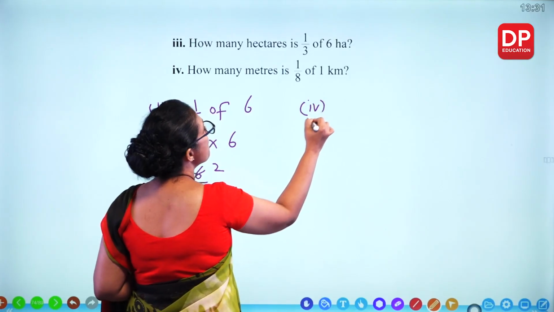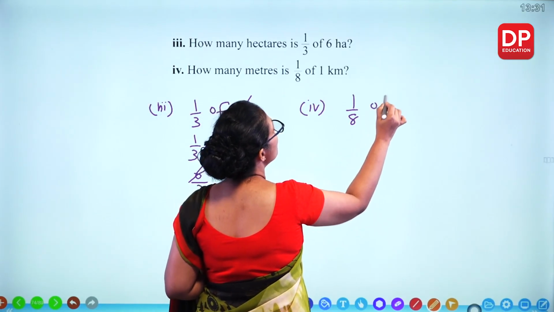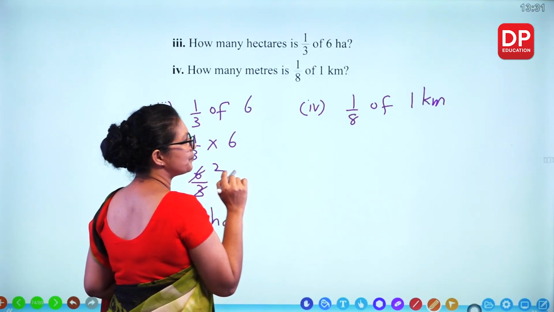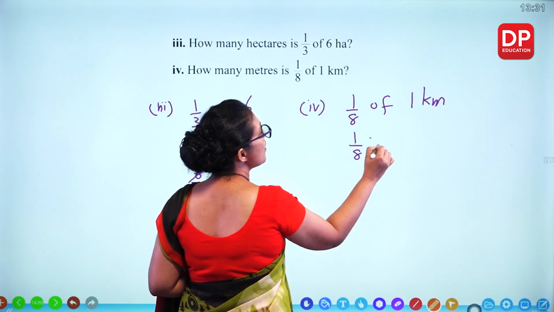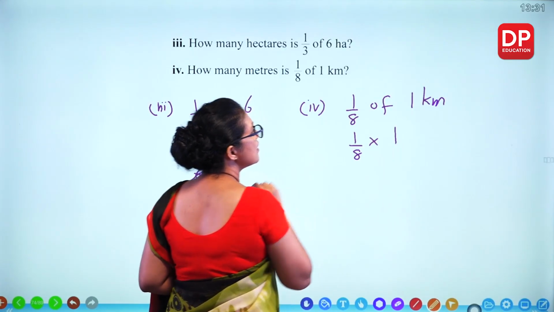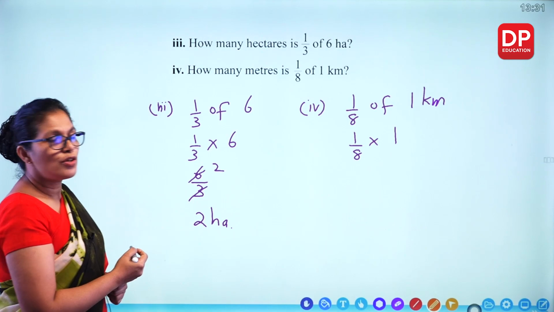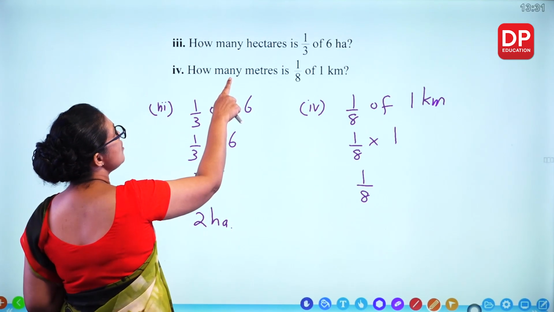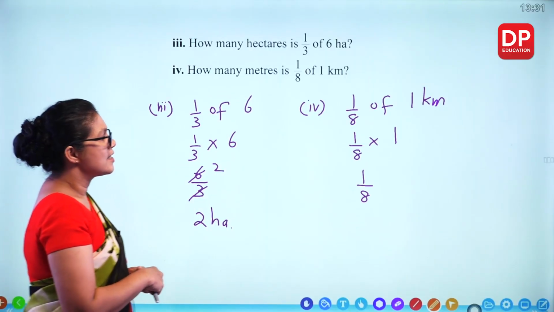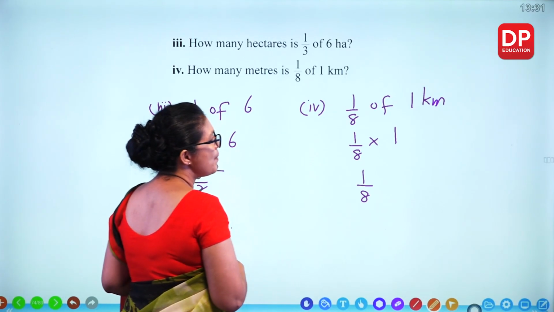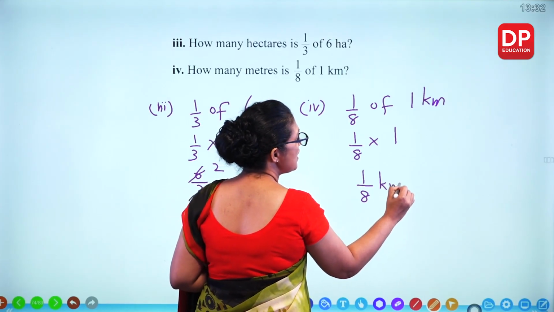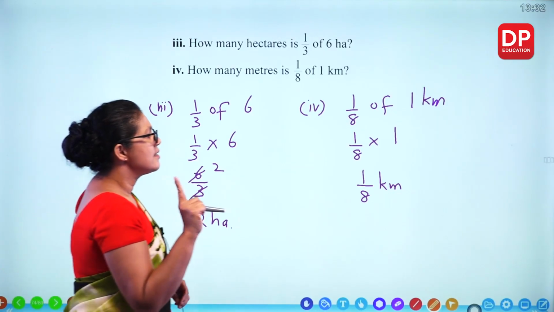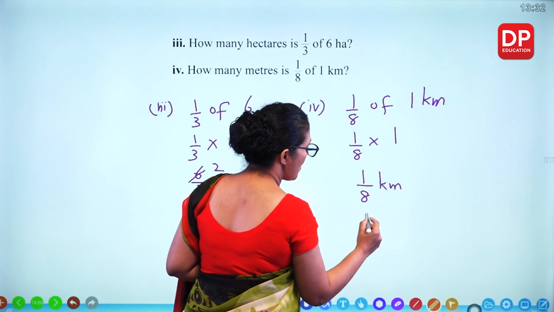Fourth one, 1/8 of 1 kilometer. What you do? 1 into 8 into 1. So you get 1 over 8 kilometer and you need to convert to meters. So how you convert to meters? Kilometers to meters. 1000 meters is 1 kilometer. So multiply by 1000.